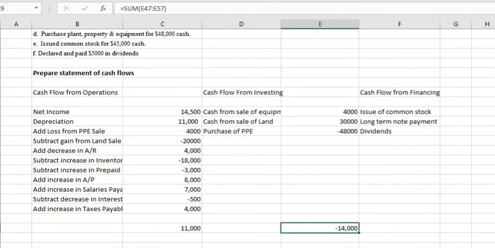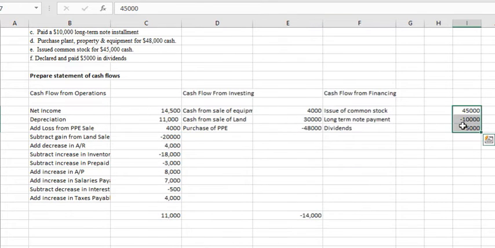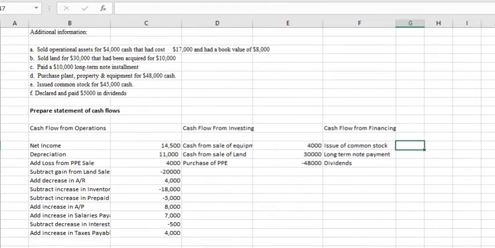The last piece is cash flow from financing. Now what we are going to do is look at issuance of common stock. In Part E, we are told that they issue common stock for $45,000. Anytime you issue stock or buy stock back, or when you issue a bond, or when you make a long-term bond payment, those are considered under financing. Dividends are also considered under financing.